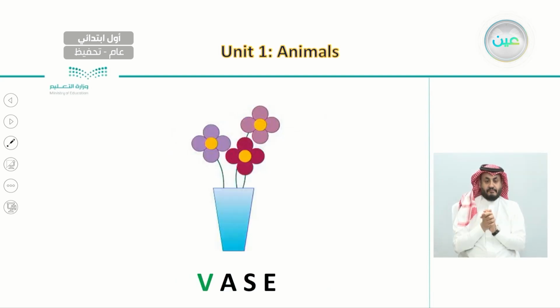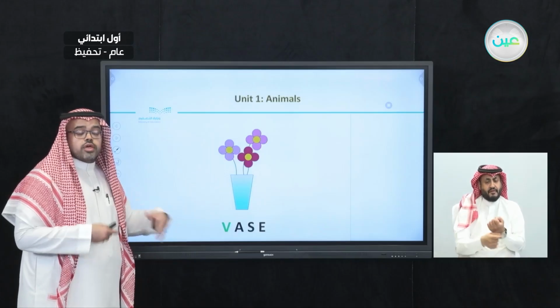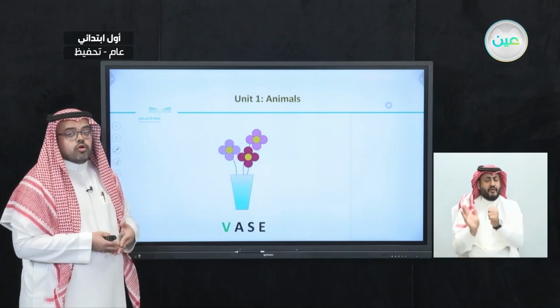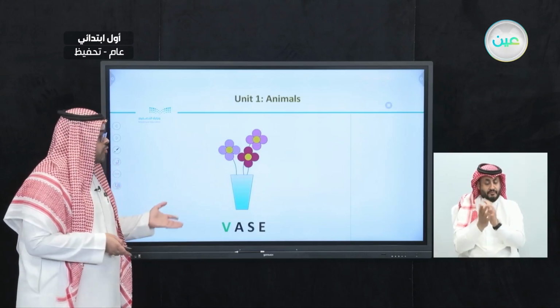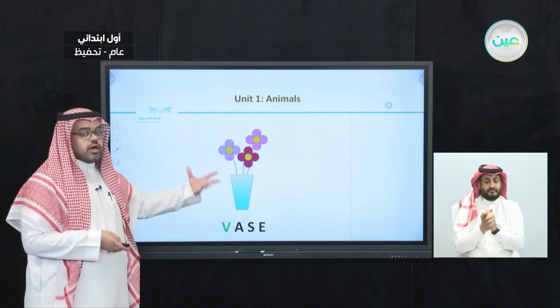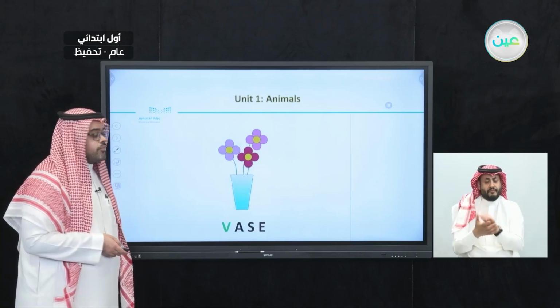Now, let us move on to the fourth word we have here, which starts with letter V, which is vase. Vase. Very well. Now, this is a vase that we usually use for decoration in our rooms. And usually it has flowers and different things.